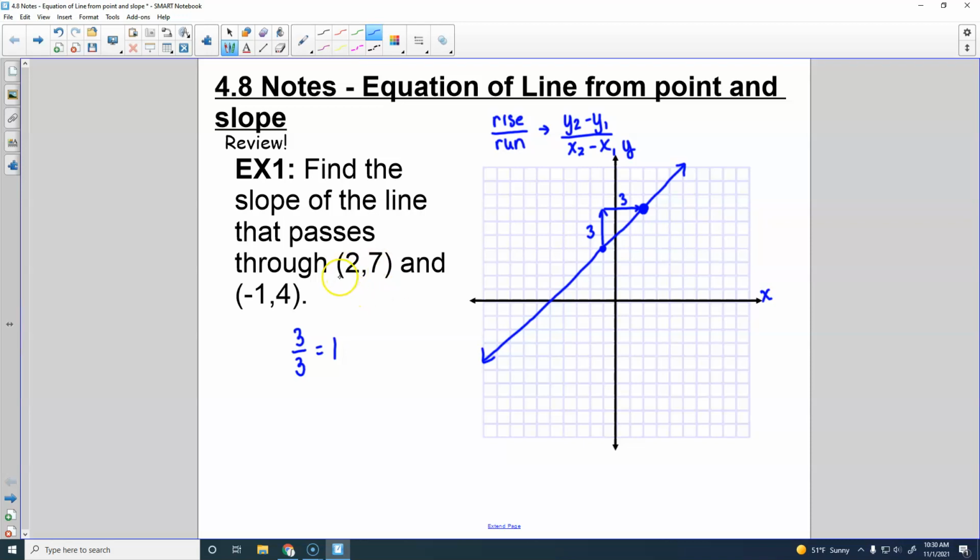Alright, so you also can use the slope formula here. Sometimes we may not have a graph, so we might need to use the slope formula, or we might have numbers that will not fit on the graph. So if we use the slope formula, we would have 4 minus 7 over negative 1 minus 2. That would give us negative 3 over negative 3, which is a positive 1. So either way, 1 is your slope.